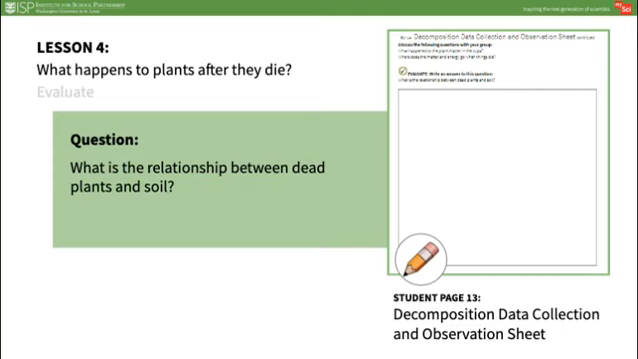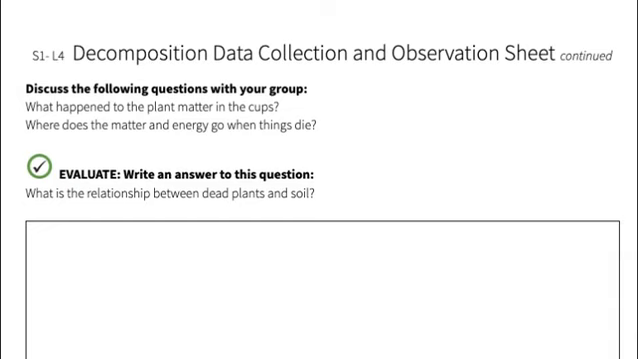In the evaluate portion of this lesson, students will revisit the decomposition data with their group and discuss what happened to the plant matter in their cups and ultimately where the matter and energy go when things die. At this point, students should be able to discuss in their own words the relationship between dead plants and the soil. This is also a good time to capture student understanding with a formative assessment grade.